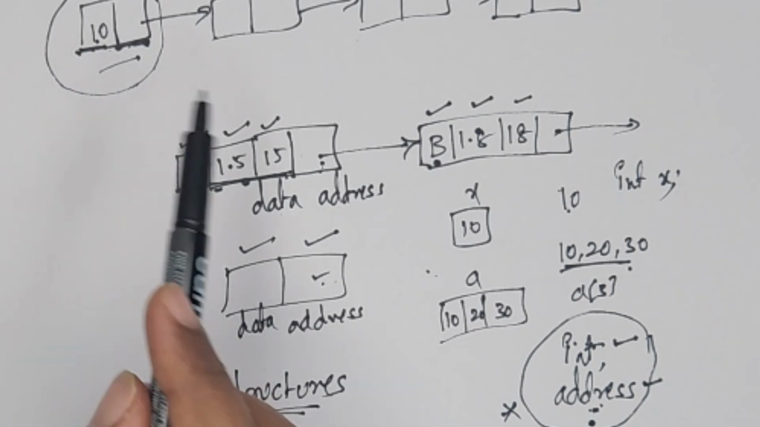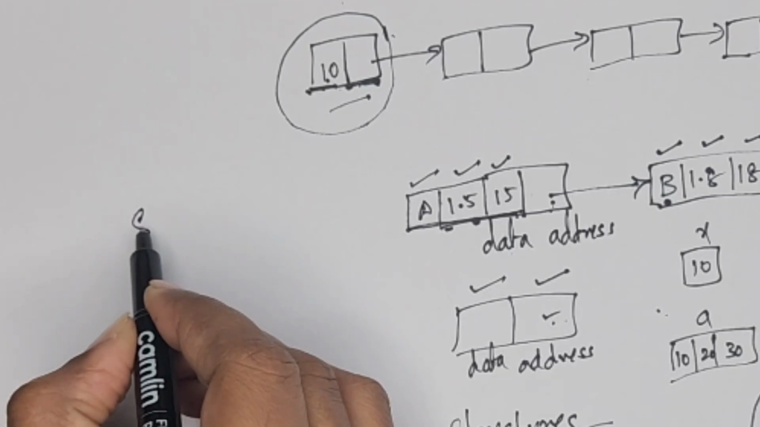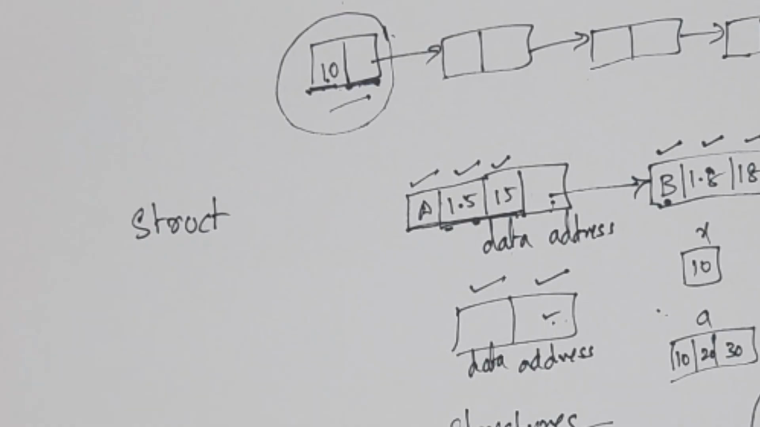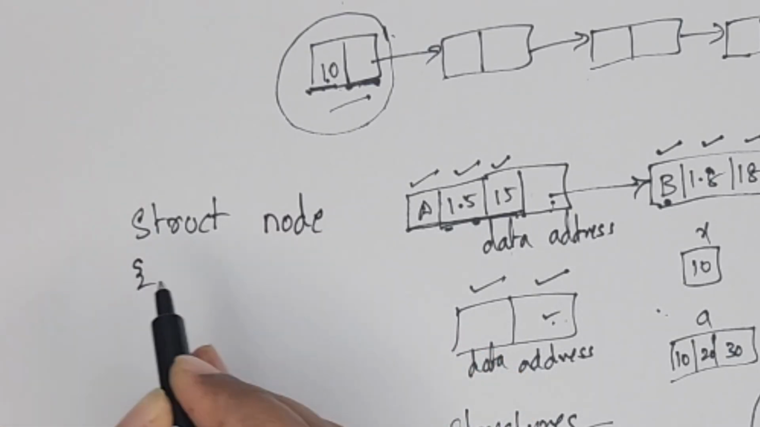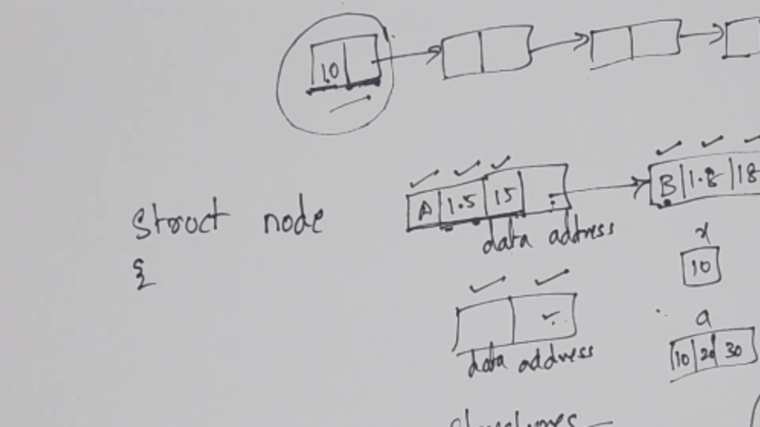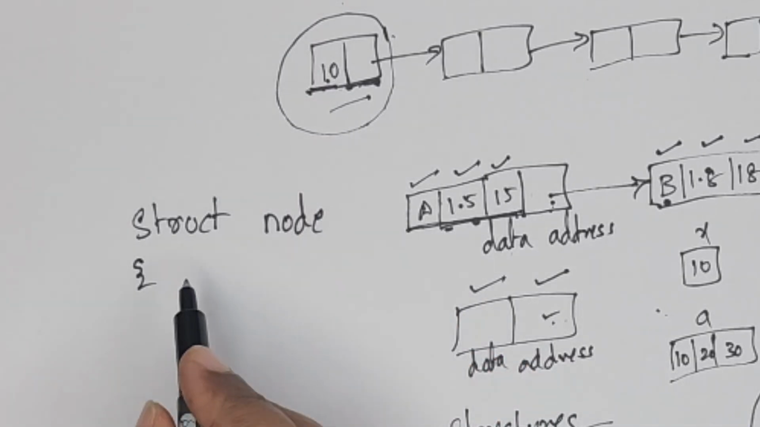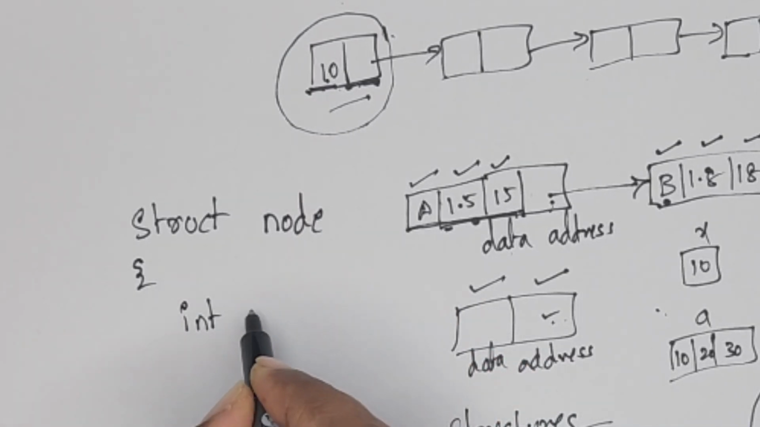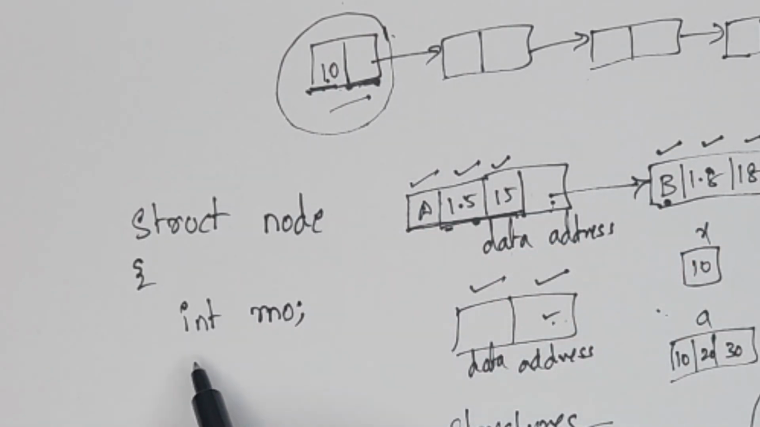So if you want to allocate memory for different values under a single name, you have to declare a structure. We'll see how to declare the structure. The keyword is struct, followed by the structure name. Any name you can take. I've taken node as my structure name. What are you going to store in this node? One is an integer. I'm going to declare int roll number, because I want to store the roll number of students.